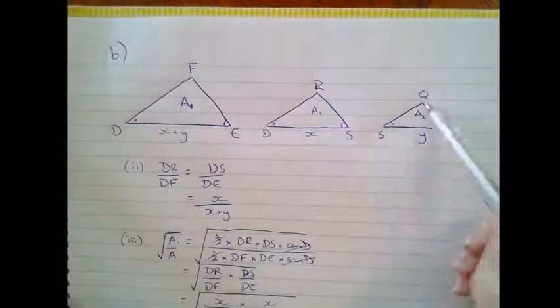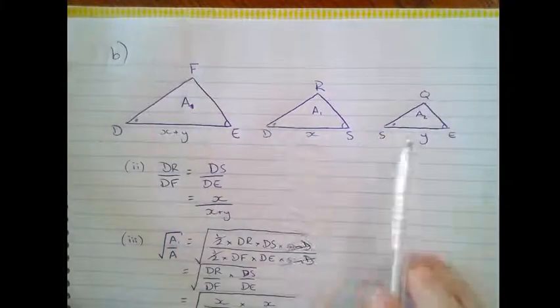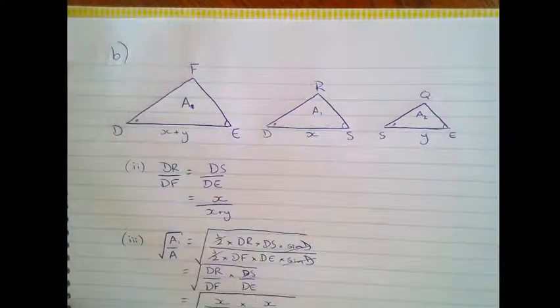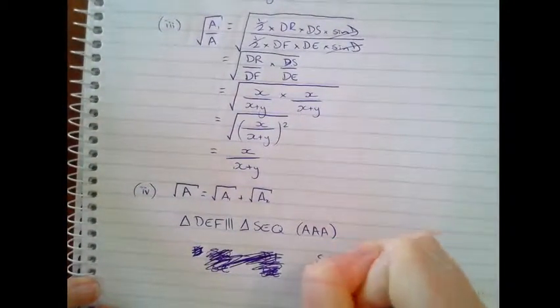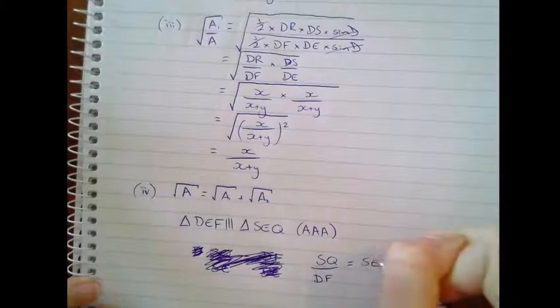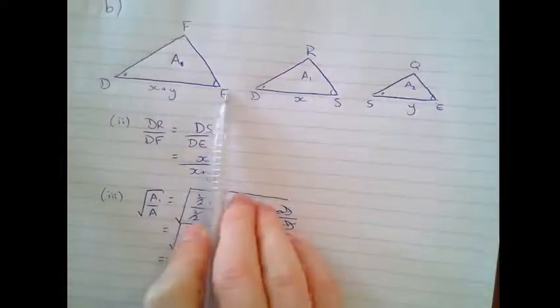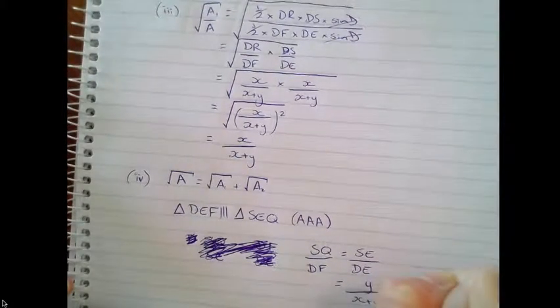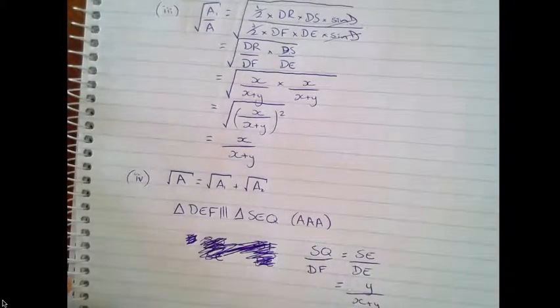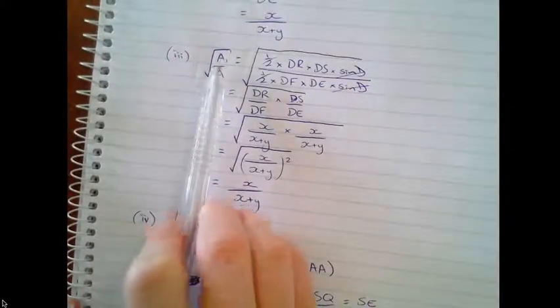And then because those are similar, we can compare sides. So we can say that SQ over DF has to be equal to SE over DE. So if we write that down, we're going to have SQ over DF is equal to SE over DE. And from that, SE over DE will be equal to y over x plus y. So very similar to what we had before, except a y instead of an x. Now we can find a similar expression. Up here we found an expression for the square root of A1 over A. This time we're going to find the square root of A2 over A.